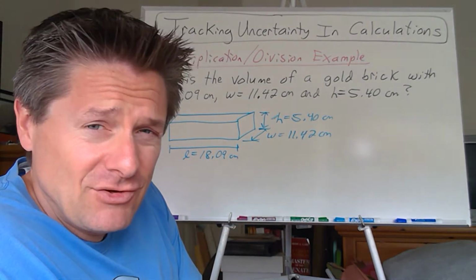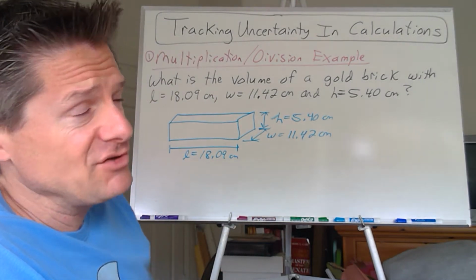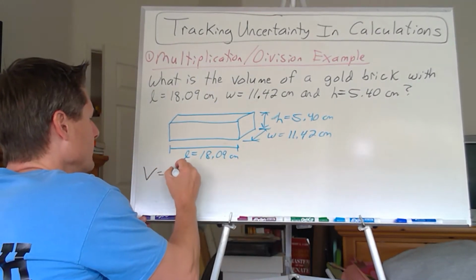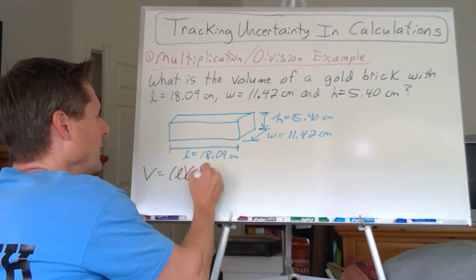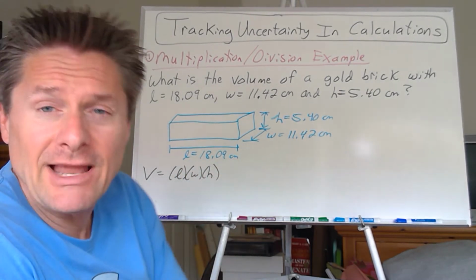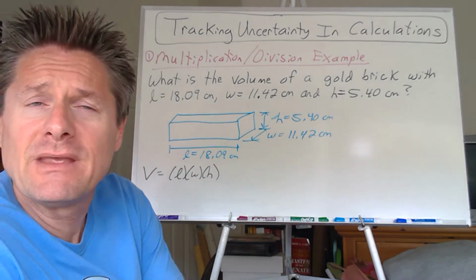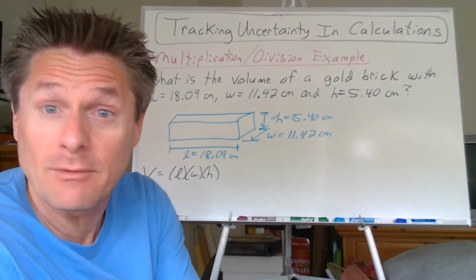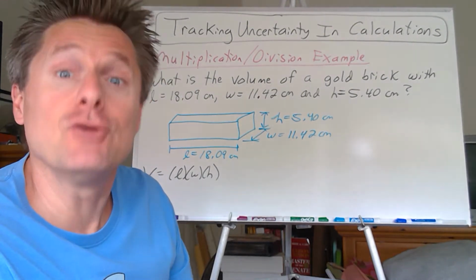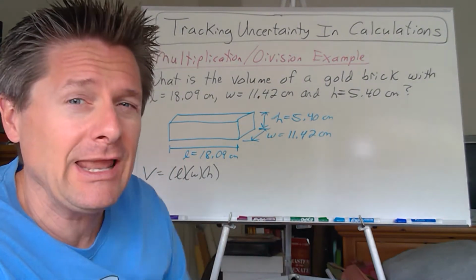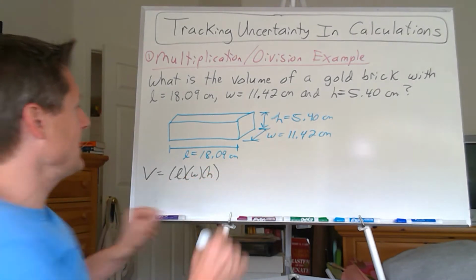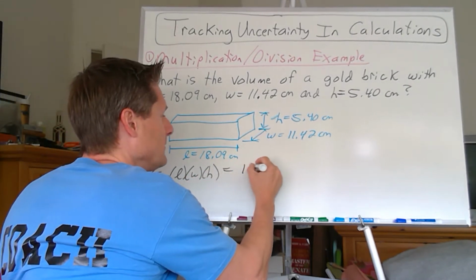I would expect you would know the equation for this, right? So we know the volume is length times width times height. I do like you to write the equations because otherwise you're making the assumption whoever's reading your work knows that equation. They may not. You never know. Be crystal clear as a chemist, guys. That's our job. So length is 18.09 centimeters.